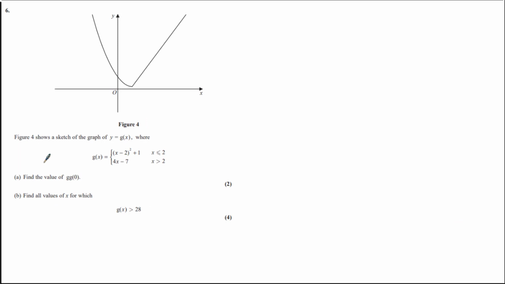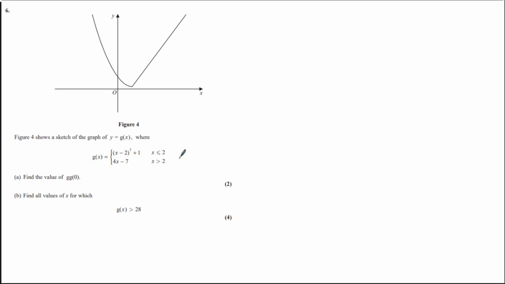Question 6. Figure 4 shows a sketch of the graph y is equal to g of x, where g of x is equal to (x minus 2) all squared plus 1 for values of x less than or equal to 2, and 4x minus 7 for values of x strictly greater than 2. Part A asks us to find the value of gg of 0, and this question is 2 marks.